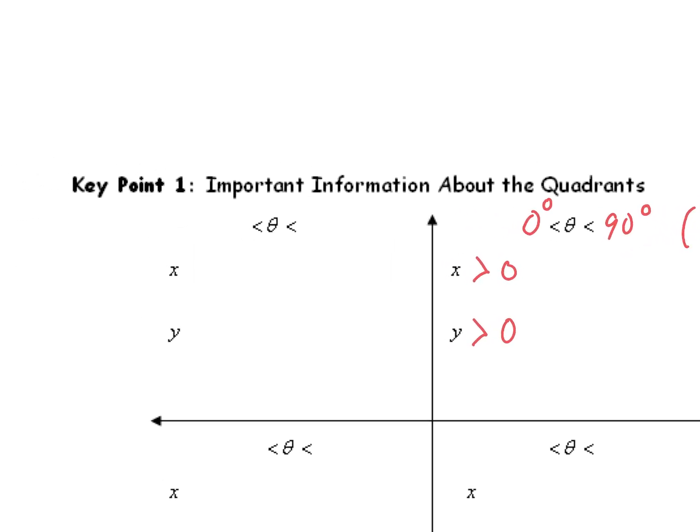In quadrant 2, those angles are between 90 and 180. If we're dealing with radian measure, that's going to be between pi over 2 and pi. In quadrant 2, x values have to be negative, so those are less than 0. But your y values, you still go up to plot those. Those are bigger than 0.